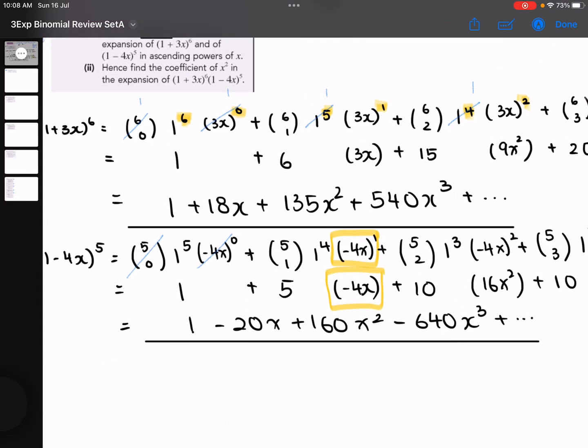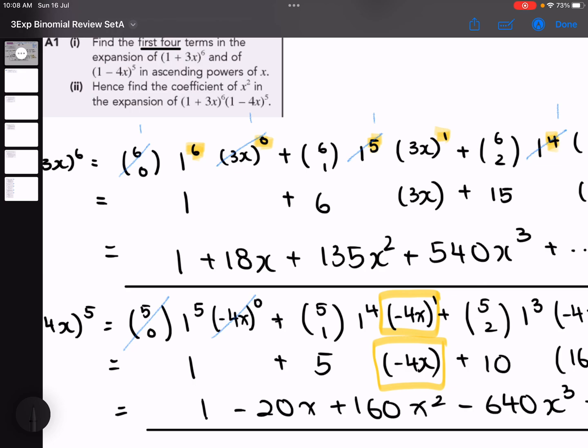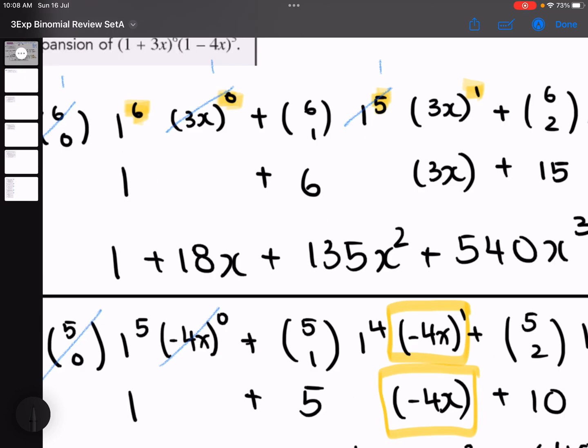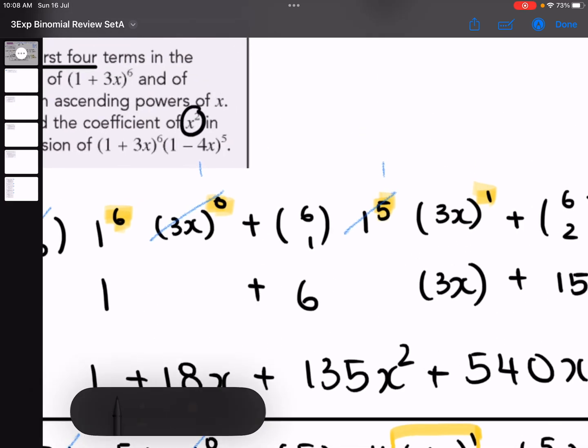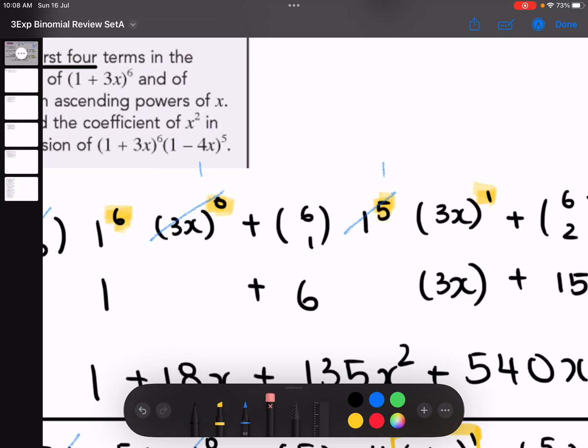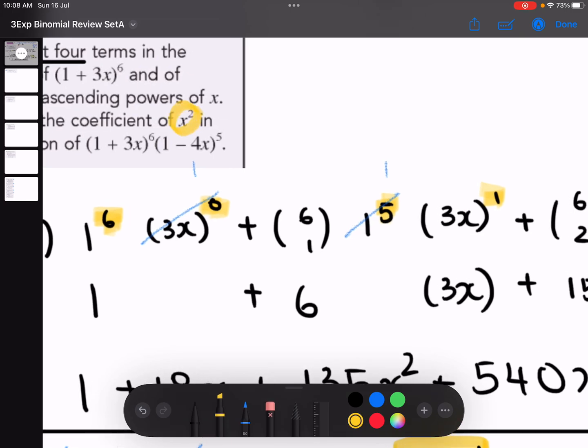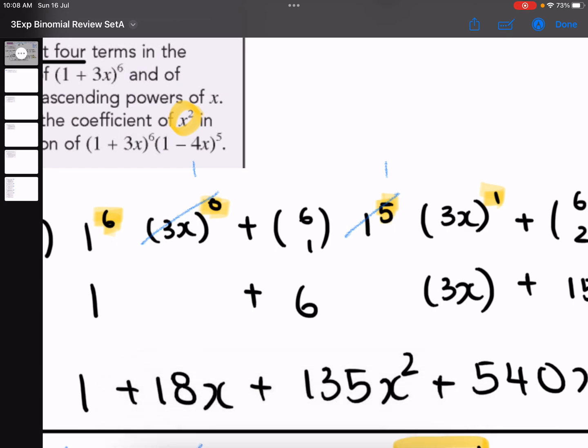So usually there's a third part to the expansion. I can see that it's my two binomials multiplied together. They are looking for my x squared. What kind of questions are these? These are what I call pairing questions. I call this my pairing question.